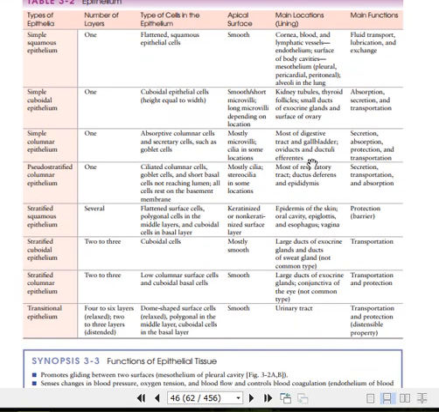Now the simple columnar epithelium is found in most of the digestive tract, the gallbladder, and the oviducts. The oviducts are the fallopian tubes, and mostly the one in the oviduct is ciliated. The one in the digestive tract is the one that has the most microvilli. And then we have the ductuli efferentes. The ductuli efferentes do not have microvilli. They may have cilia, but no microvilli. The ductuli efferentes are the vasa efferentia.